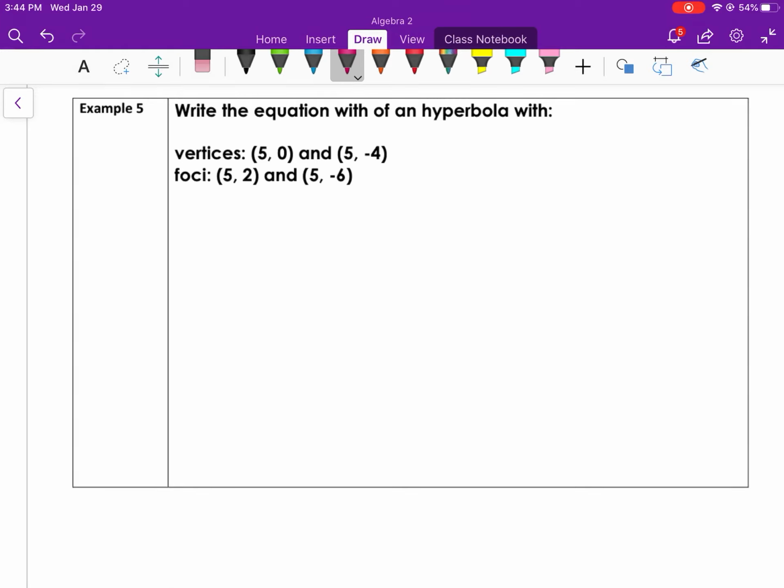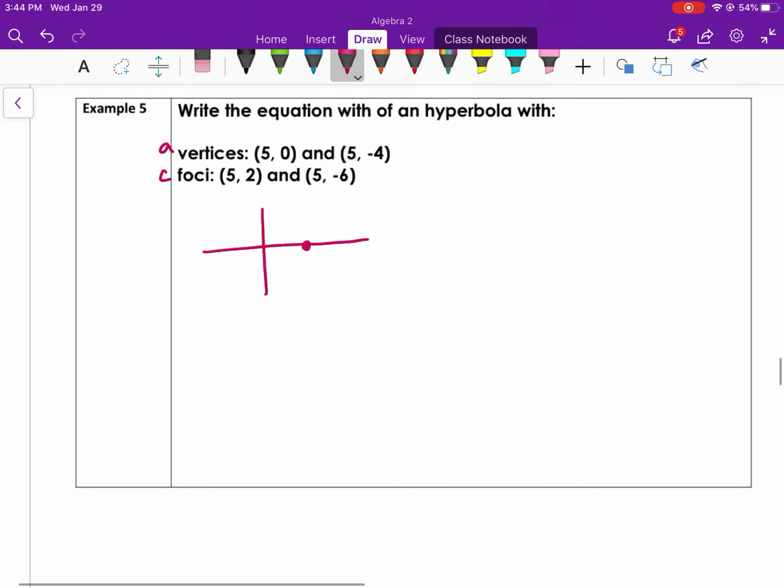Okay, similar example. This time I don't give you a graph, so sketching a picture will have to do. Write the equation of a hyperbola with this information. This time my vertices are 5, 0, and 5, negative 4. Remember, my vertices are going to give me A, and then the focus is going to give you C, and you can also find the center with the focus points too, because the center is halfway between either of those. So I'm just going to sketch a picture first. So 5, 0 is like right here, and then 5, negative 4 is here.